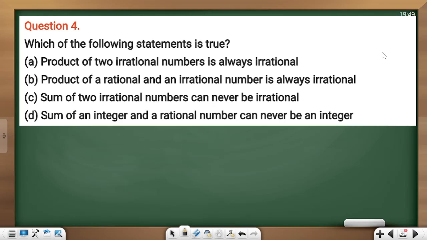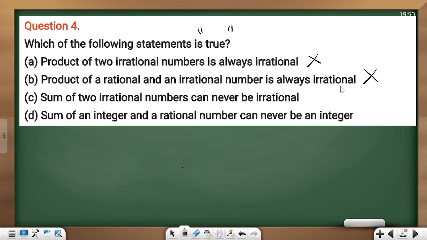Now, again he is asking about the true statement. Product of two irrational numbers is always irrational. No sir, root 2 is irrational, root 2 is irrational, the answer is 2. It can be rational, can be irrational. Therefore it's wrong. Next, product of a rational and an irrational is always irrational. No, sometimes the rational can be 0. 0 into irrational is 0, 0 is rational, but he's saying always irrational, so this is also wrong.